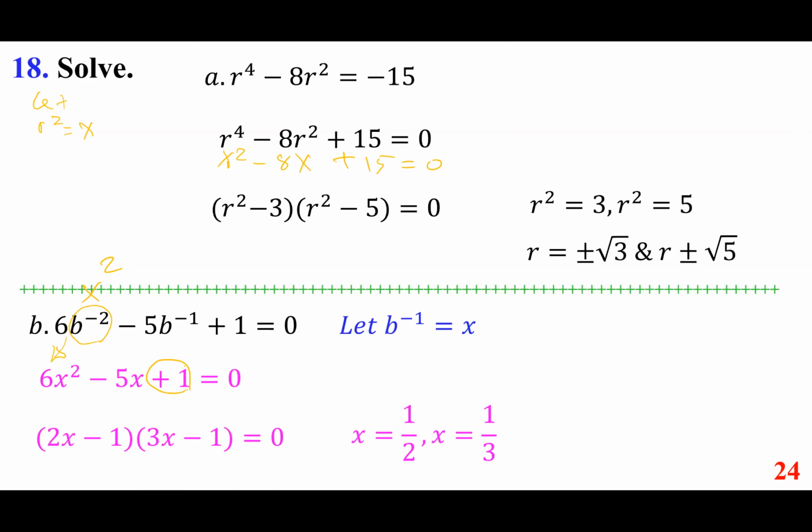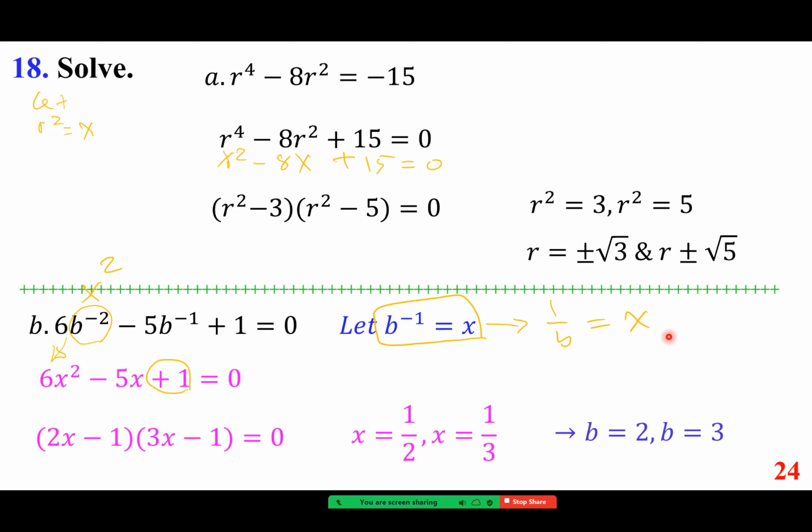And it's important to know b to the power of minus 1 equals x. That means 1 over b equals x. That means x and b are reciprocals of each other. So the reciprocal of 1/2 is 2, the reciprocal of 1/3 is 3, and those are the answers for B.